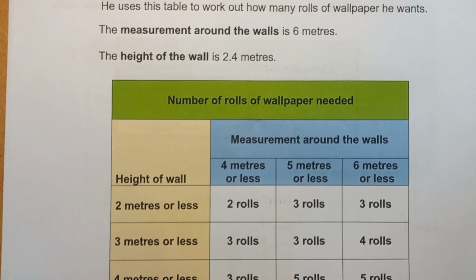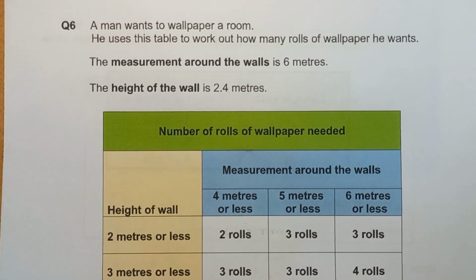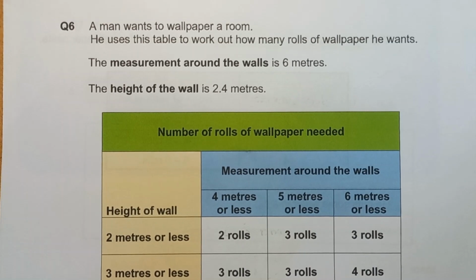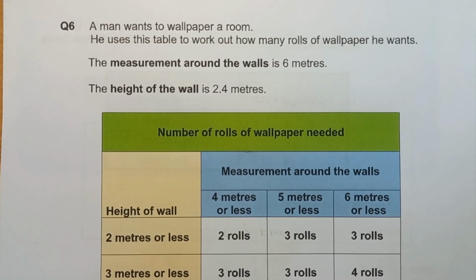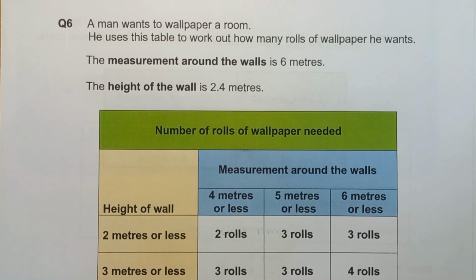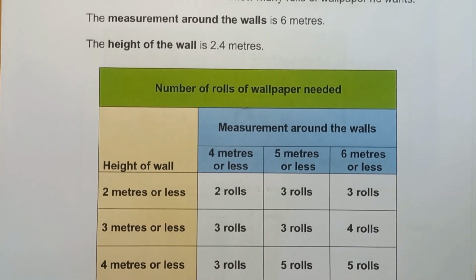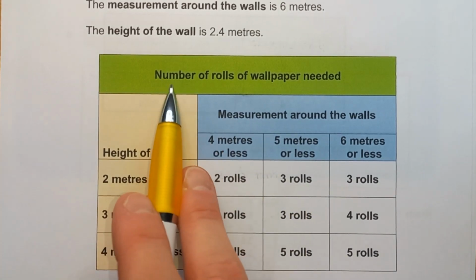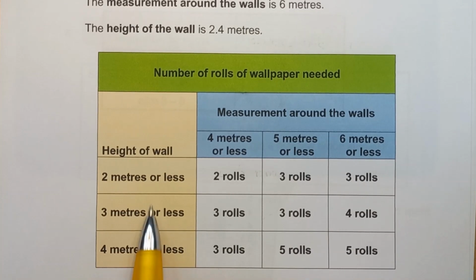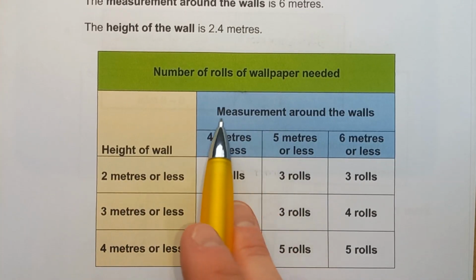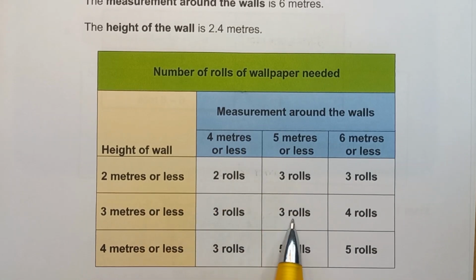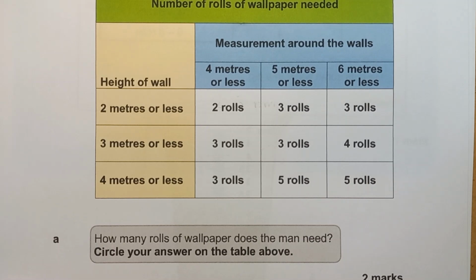Okay. Then we've got question 6. A man wants to wallpaper a room. He uses this table to work out how many rolls of wallpaper he wants. The measurement around the walls is 6 meters, and the height of the wall is 2.4 meters. Let's move this up. Okay, and we've got this table here. The number of rolls of wallpaper needed. So we've got height going down here, a measurement around the walls going across here. And we use these to find out how many rolls he needs. And it says, how many rolls of wallpaper does the man need? Circle your answer on the table above.